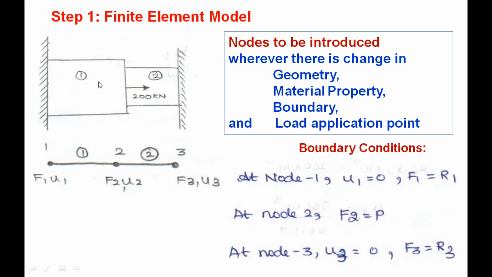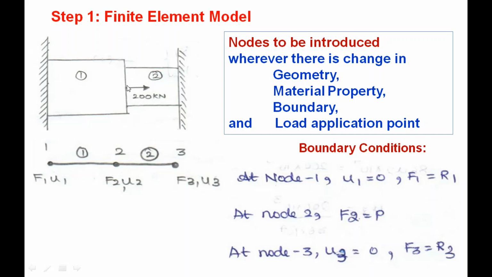node here. Coming to the inner part, the first section made of aluminium, second section is made of steel. So there is a change in material property. So we have to introduce a node here. That is the second node. At this point, there is change in geometry also. So we have to introduce a node. So both change in geometry and change in material property is taken care by this node 2. And also the load application point 200 kilonewton, that also acting in the same point. So this node 2 is introduced for change in cross section, change in material property, and also load application point.